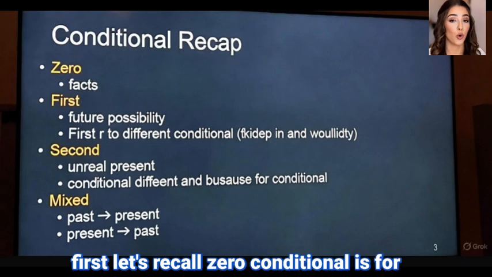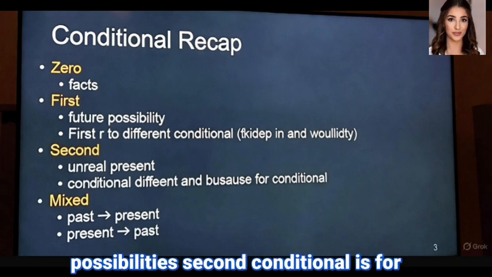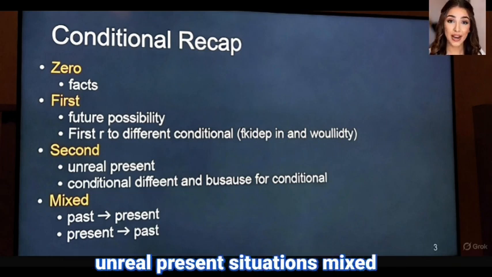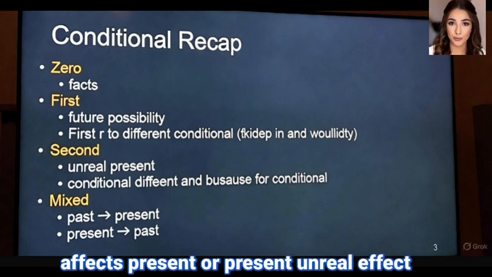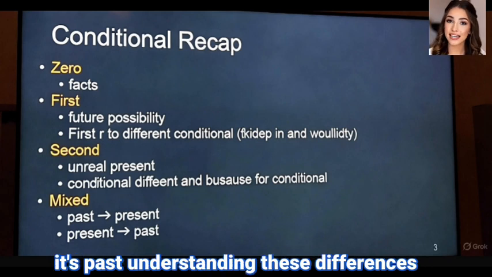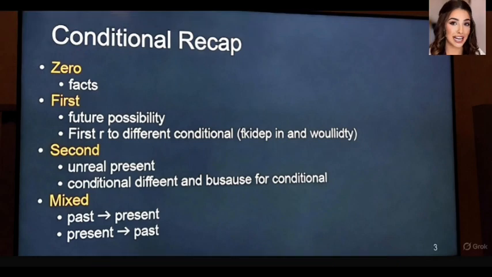First, let's recall. Zero conditional is for facts. First conditional is for real future possibilities. Second conditional is for unreal present situations. Mixed conditional combines times. Past unreal affects present, or present unreal affects past. Understanding these differences will improve your grammar intuition.